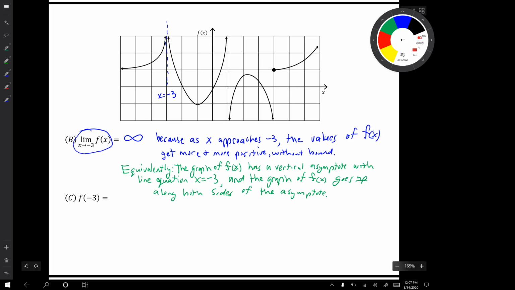Now question C is to find this. That symbol denotes the y value when x equals 3. So, well, that does not exist. And that's because there is no point on the graph when x equals 3. So the limit is infinity. The y value does not exist.